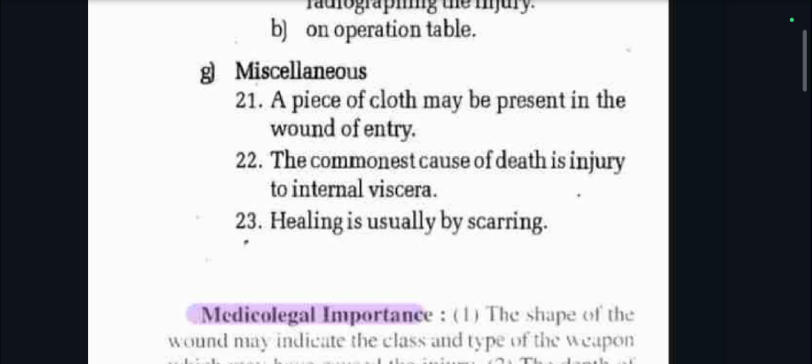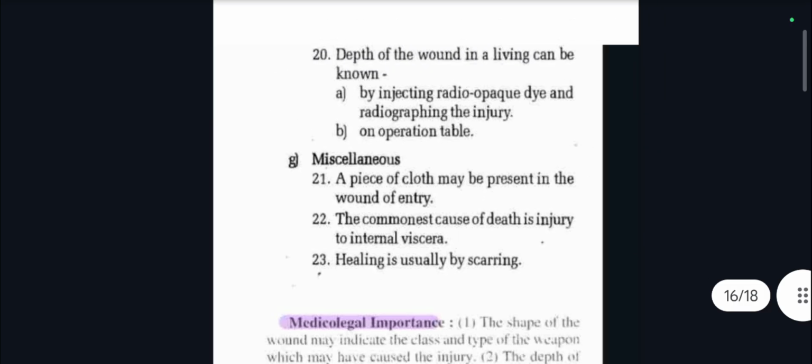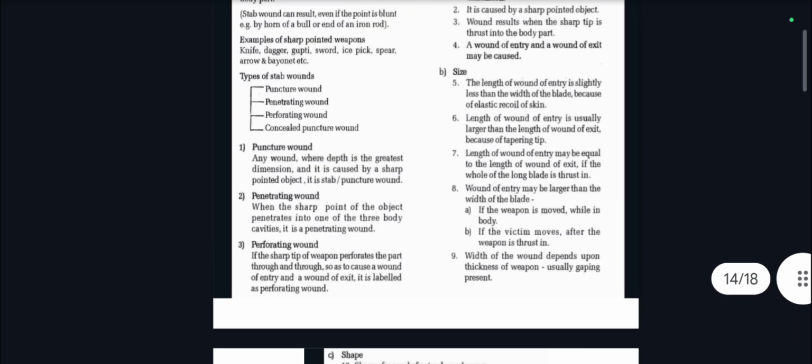Miscellaneous, a piece of the cloth may be present in the wound of entry. The commonest cause of death is injury to internal viscera, and healing is usually by scarring. So these were the points regarding your stab wound. Fine. Puncture wound, penetrating wound, perforating wound, and concealed or hidden wound.